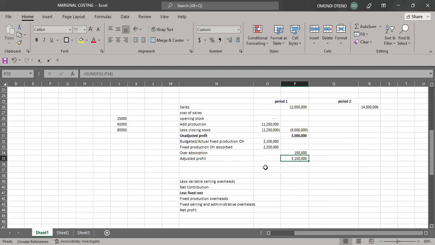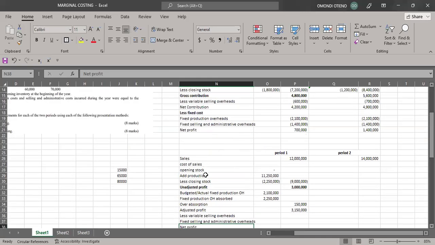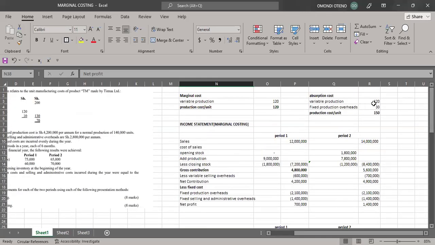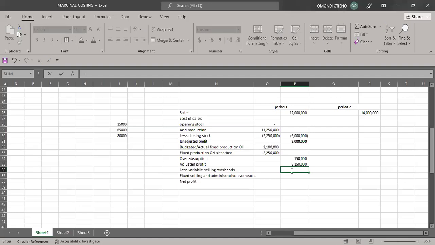To the adjusted profit, we now bring in the variable selling overheads and the fixed selling and administrative overhead. Somebody is having a question: why are you now exempting the fixed production overheads? Remember, under absorption costing, the fixed production overheads form part of the product cost, so we cannot record them again under operating expenses here. The variable selling overheads are incurred when goods have been sold.